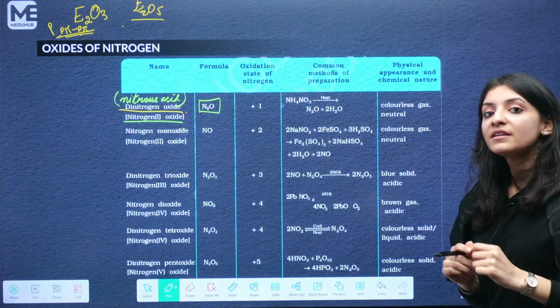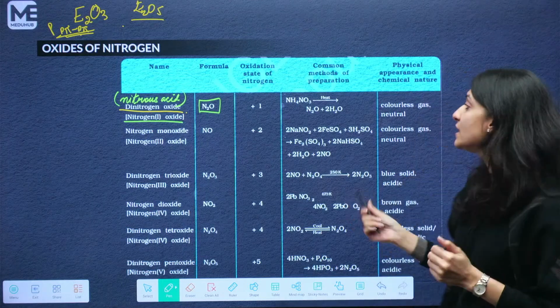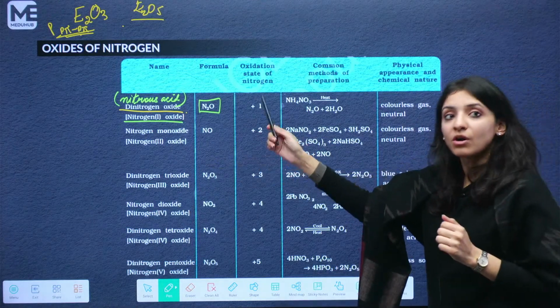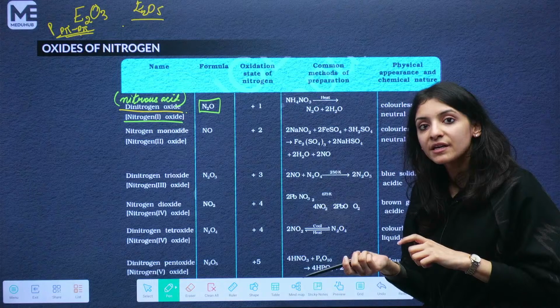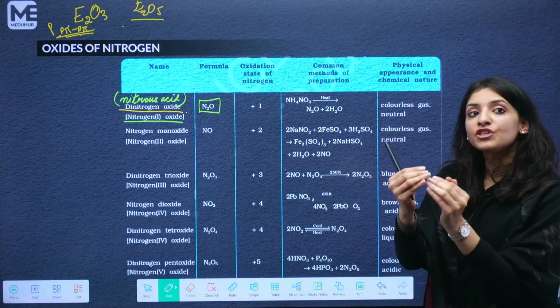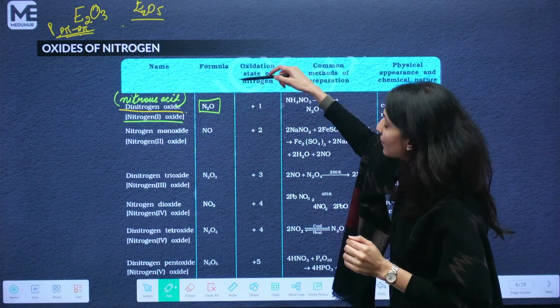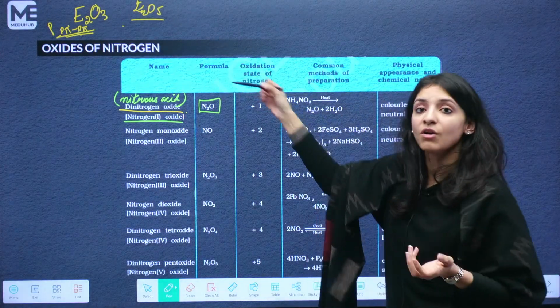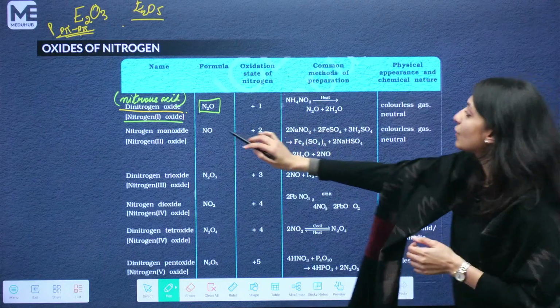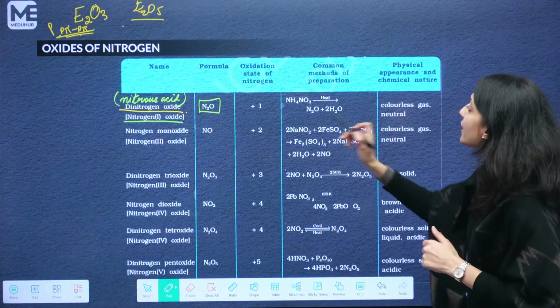Now, why are these states positive? Because nitrogen is bonded to oxygen. Oxygen is more electronegative. That means it will keep the shared pair of electrons towards itself. Hence, a positive oxidation state on nitrogen and a negative oxidation state on oxygen. So, talking about the first one, N2O, it is formed.